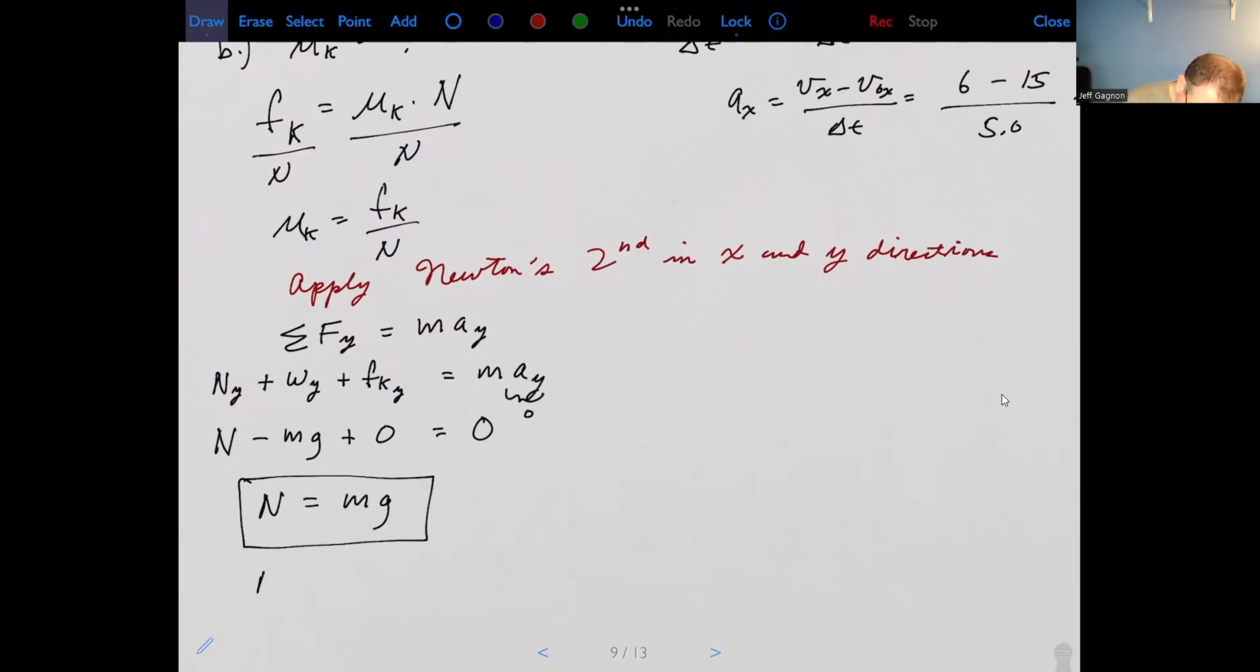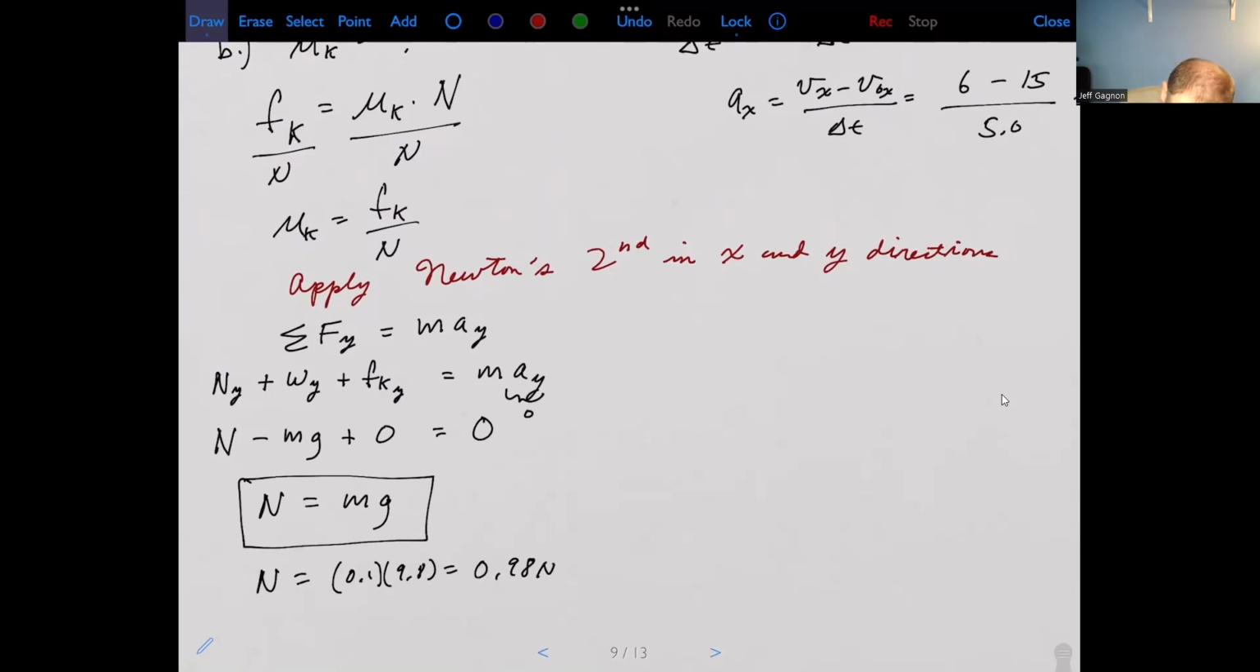Okay, and actually we can solve for it because I know the mass of the puck is 0.1. And g, of course, is 9.8. So if you solve for that, you're going to find this is 0.98 newtons. So that's our normal force, 0.98 newtons.